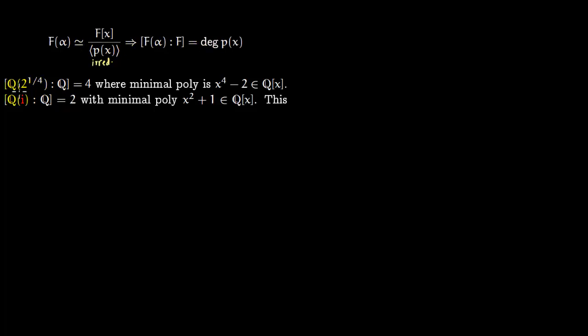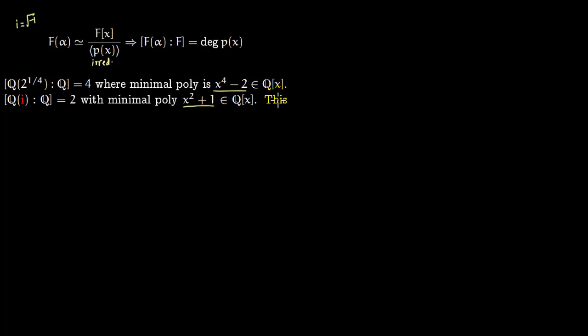So this we have seen before. For example, you attach 2^(1/4) to the rationals. Over the rationals, this is 4, where the minimal polynomial is x^4 minus 2. Similarly, attach this i, this complex number. So this i is the square root of minus 1. Attach this to the rationals. So Q(i) over the rationals is 2, and your minimal polynomial is x^2 plus 1.